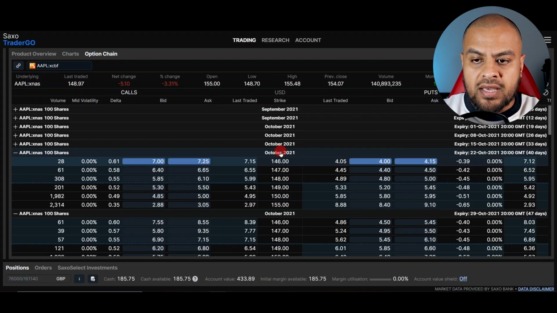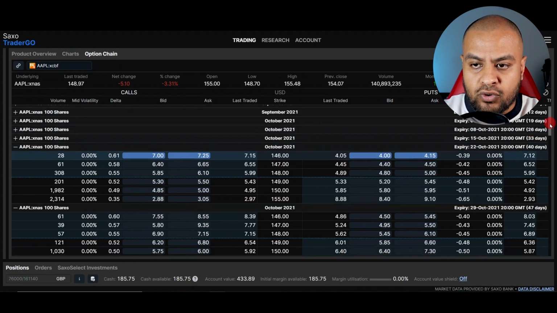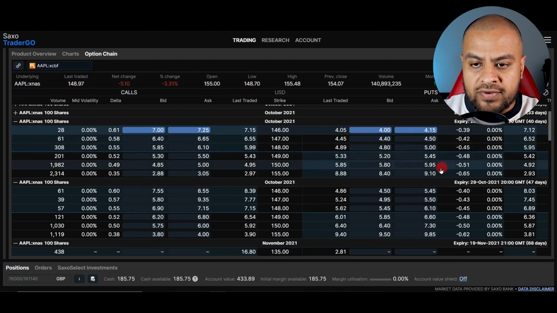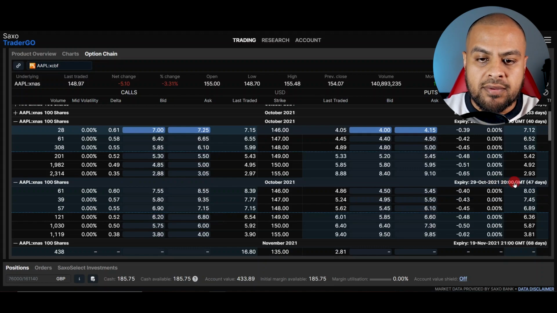The next key thing, if we look along here, is the expiry date. All options have an expiry date. This particular option expires 22nd October 2021 at 8 PM GMT, so in 40 days. If we go further down, you can see the dates increase. So this one expires 29th October 2021, 8 PM GMT. So that is the expiry date.